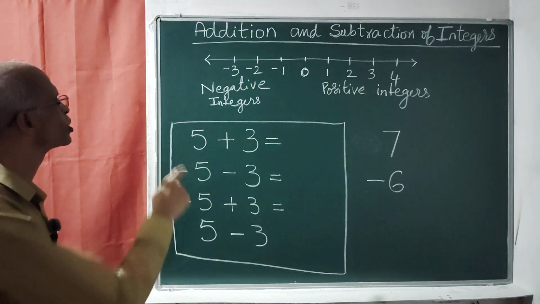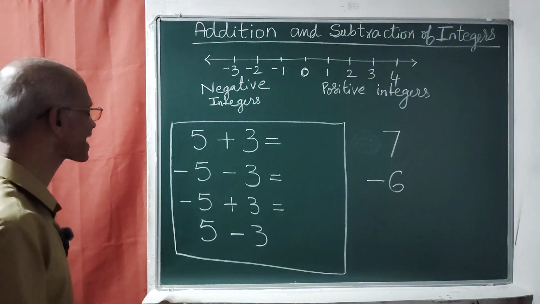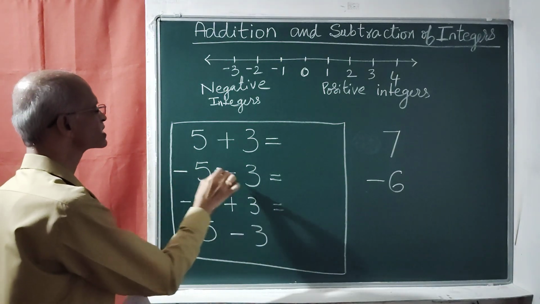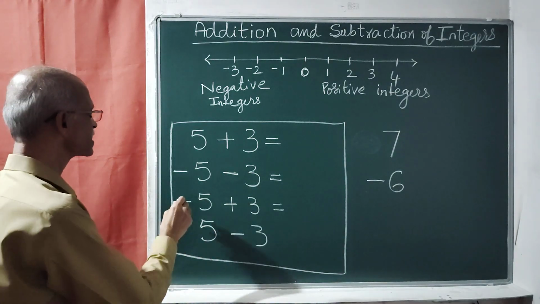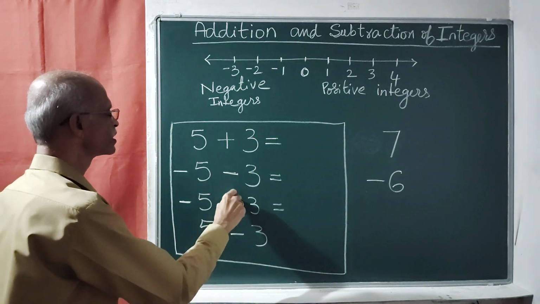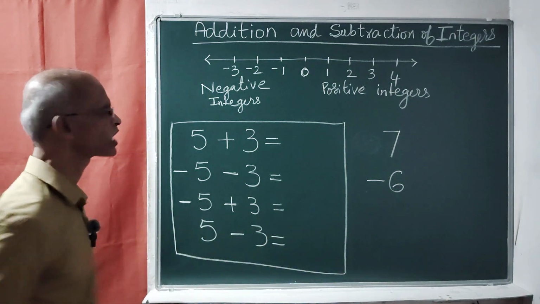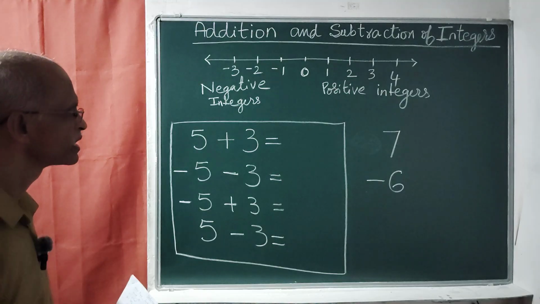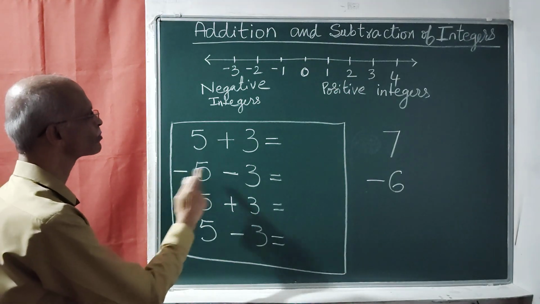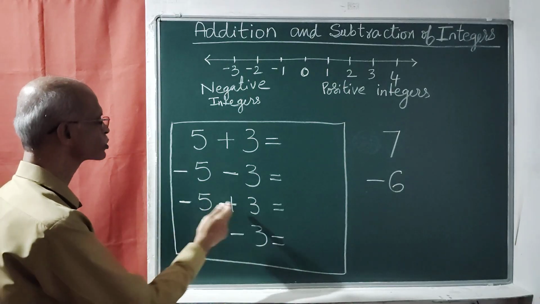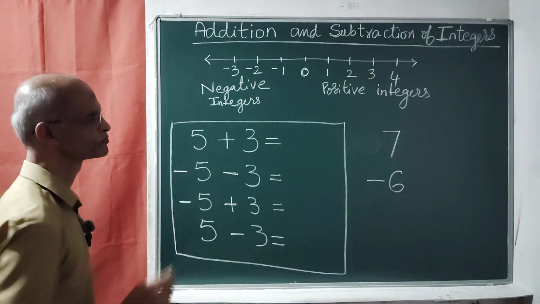In the first case, both are pluses, +5, +3. In the second case, both are minuses, -5, -3. In the third case, the signs are different. In the fourth case also, the signs are different. Now we will see how to solve them.